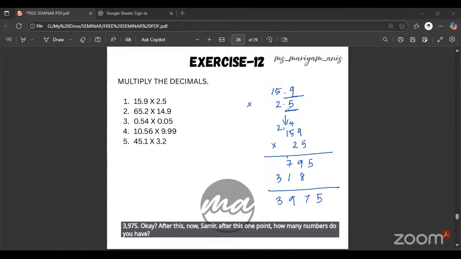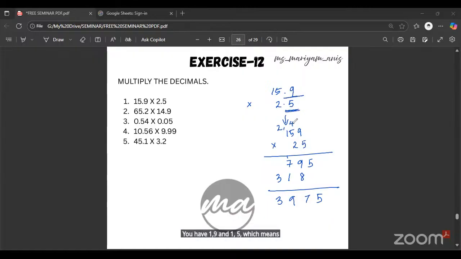Okay. After this, now same here, after the decimal point, how many numbers do you have? You have 1 9 and 1 5, which means 2 numbers, right? So you place the decimal point.